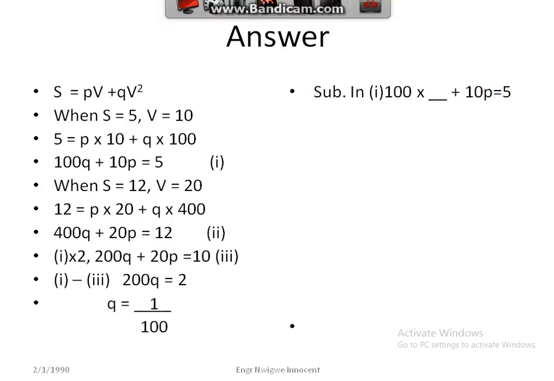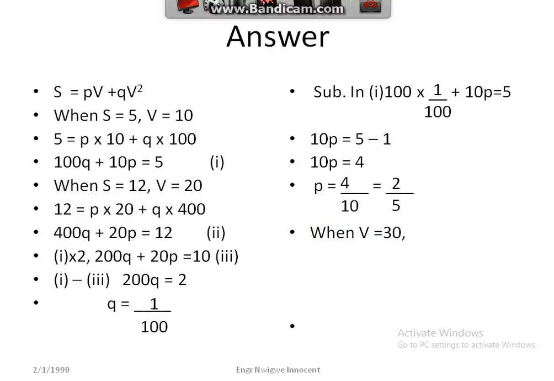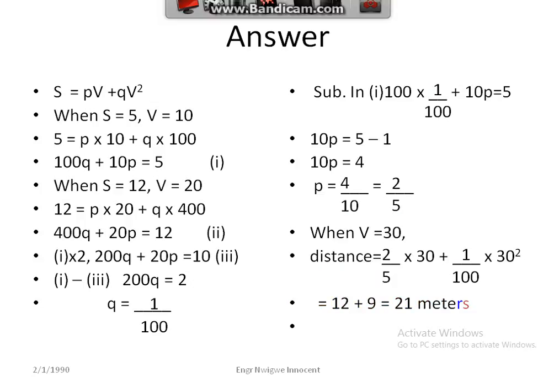Substituting Q in equation 1, we have 100 times 1 over 100 plus 10P equals to 5. Therefore, 100 will cancel 100. You'll be left with 10P equals to 5 minus 1. Then 10P is equals to 4. Therefore, P is equals to 4 over 10, which is still equals to 2 over 5. When V is equals to 30, the distance is equals to 2 over 5 times 30 plus 1 over 100 times 30 squared, which is equals to 12 plus 9, which gives us 21 meters.